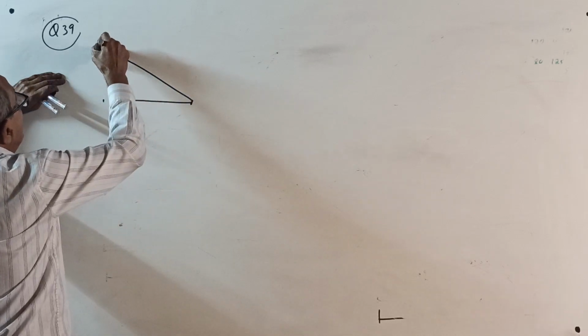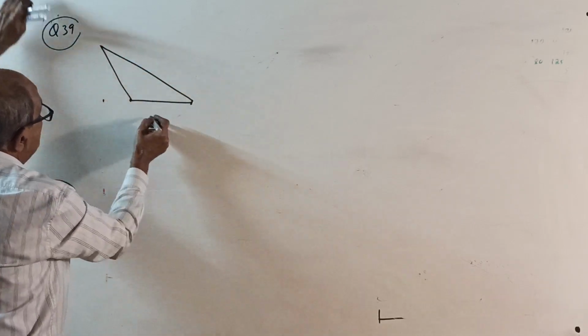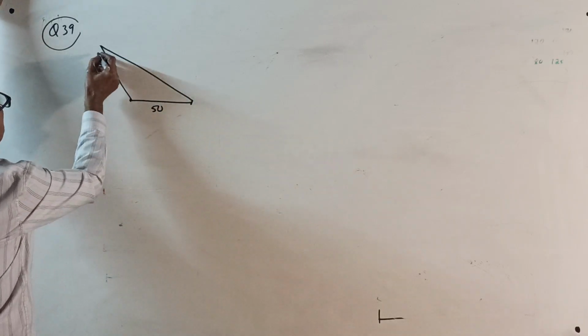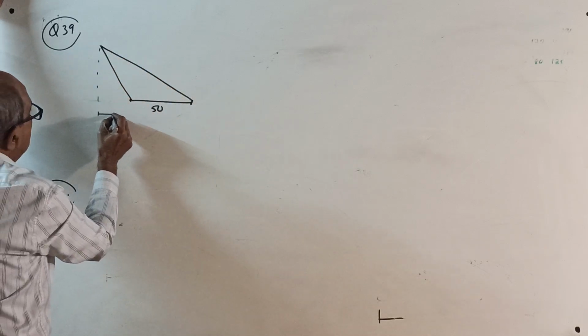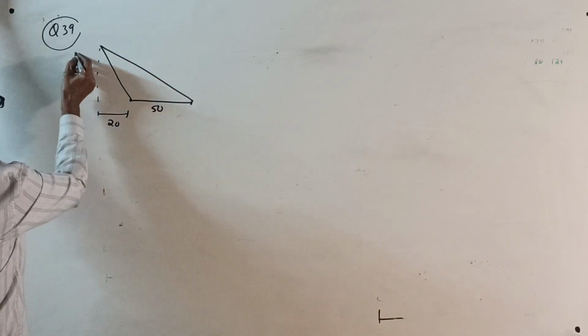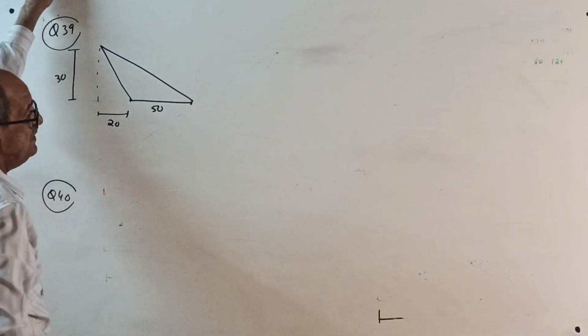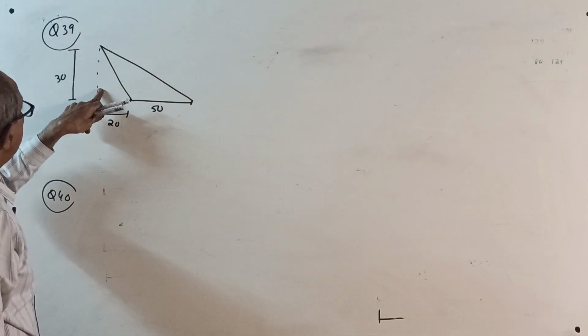This way, this side going, say some 50. This extra length I will give 20. Height I will give 30. This is question number 29.